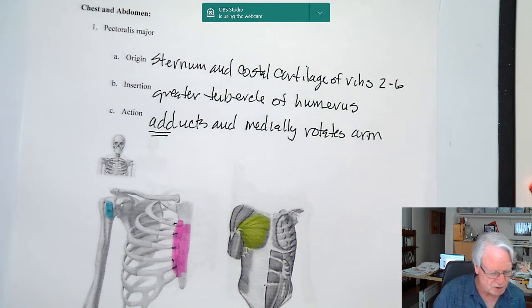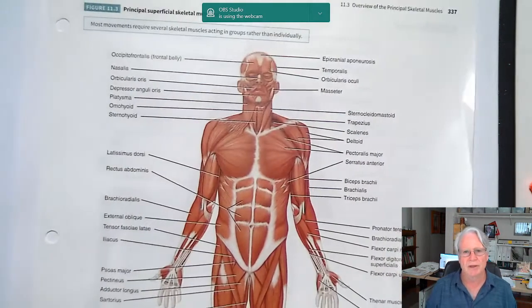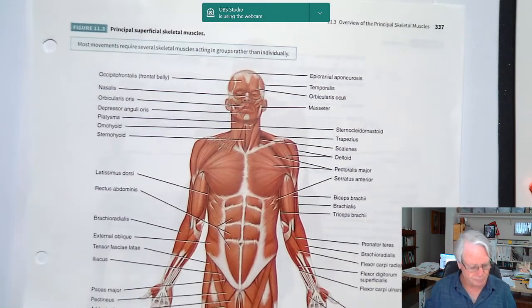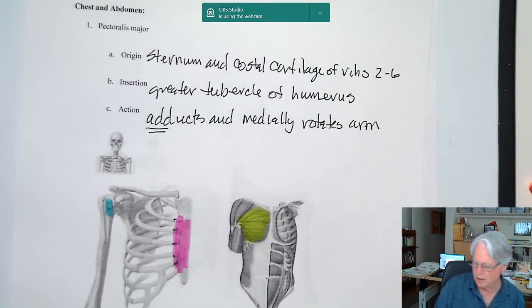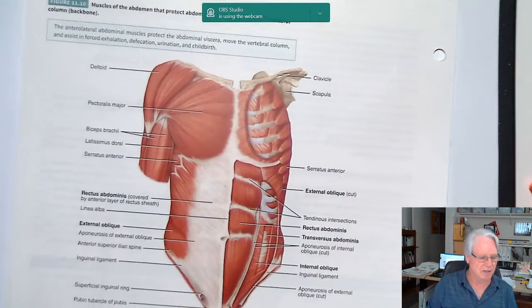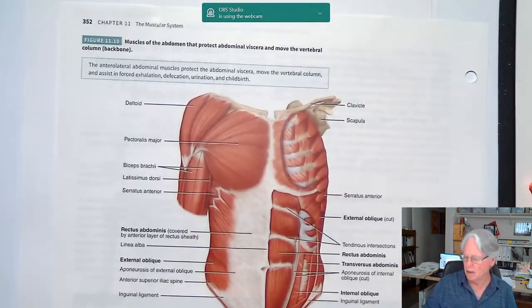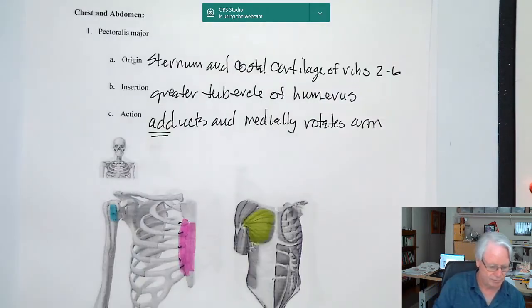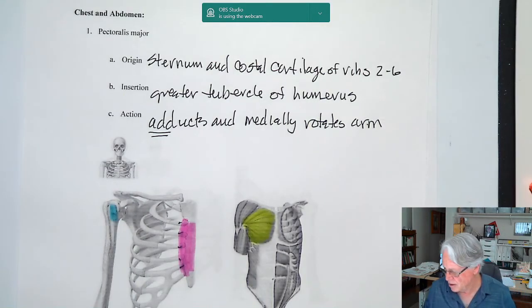So a couple other images. There it is on the body. Okay. Here it is. Yet another image of it right here. So that's pretty straightforward and pretty easy. Okay, so that's the chest pectoralis major muscle.